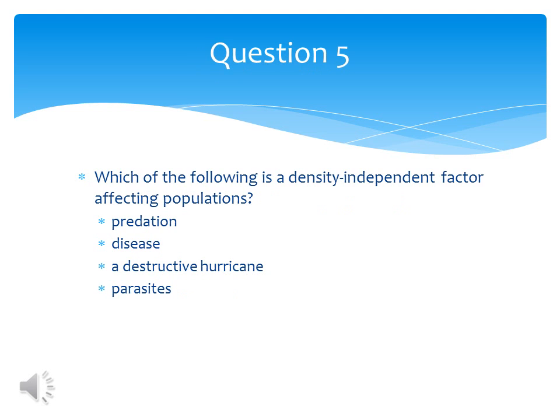Which of the following is a density-independent factor affecting populations? A. Predation, B. Disease, C. A destructive hurricane, or D. Parasites. The answer is C, a destructive hurricane.